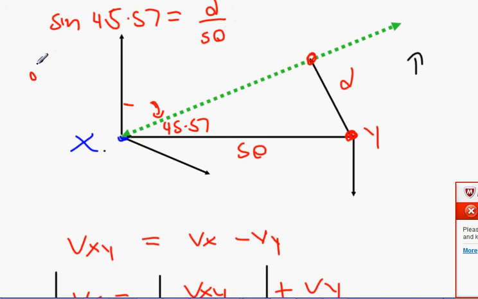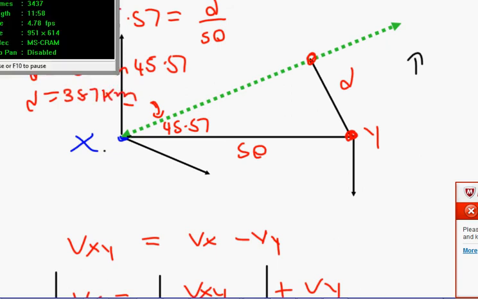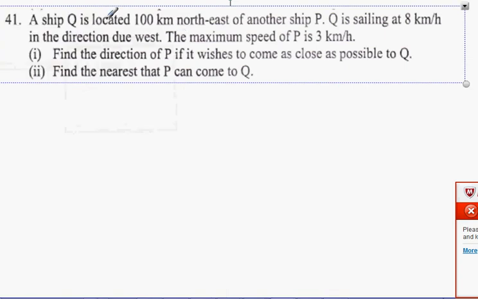And d is going to equal 50 sine 45.57, and what do we get? 35.7. 35.7 kilometers. Okay. Now, a ship Q is located 100 kilometers northeast of another ship P.